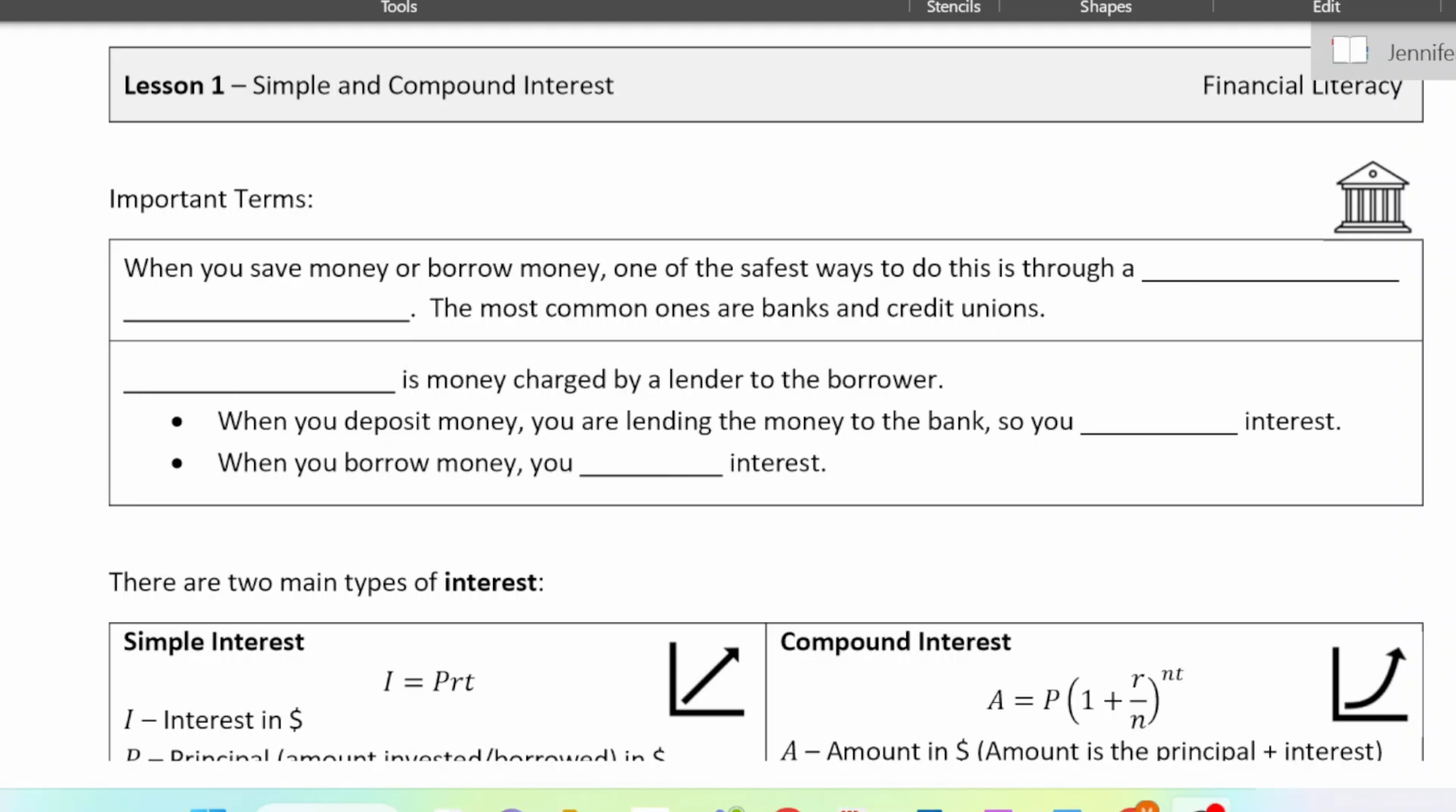This is lesson 1 in the financial literacy unit. We're learning about simple and compound interest today. So we're going to start with some important terms, and then we're going to compare simple interest with compound interest, and then we're going to go through some examples.